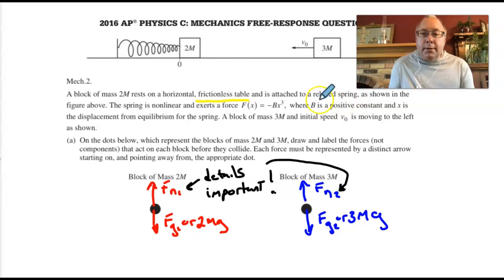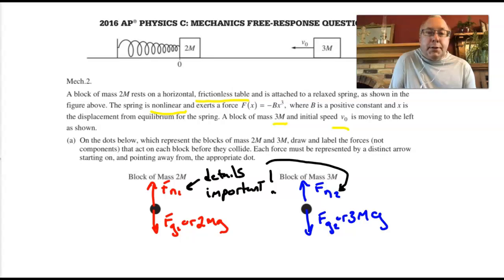Block 2 is attached to a relaxed spring. Now the spring is nonlinear, so that's something we haven't dealt with. Usually we've dealt with Hooke's law, and so this is the force of the spring. We'll be able to deal with that, no problem. I'll remind you about something coming up. So we have a force expression that's not a Hooke-like spring. And they just give us the block of mass 3m moving to the left.